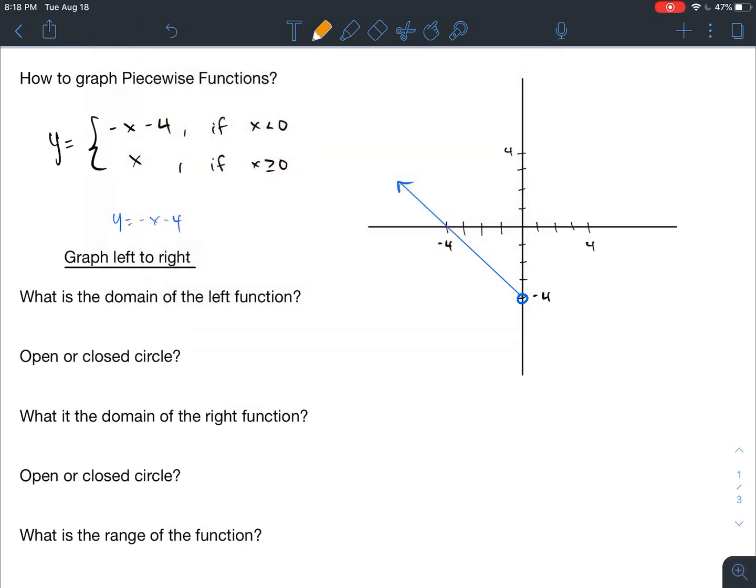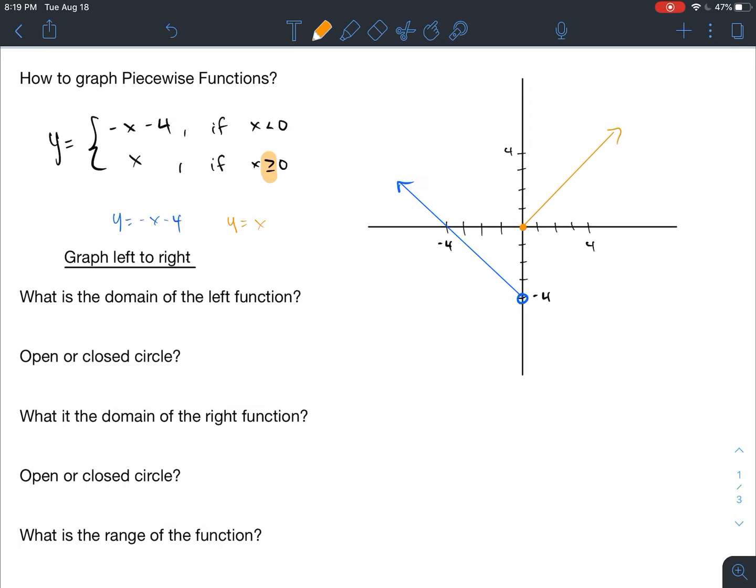Okay, so now let's go to, say, y equals x. Well, we all know what that looks like, but this is for our positive values. So at 0, it's going to start right there, and we're going to have a closed circle because this is greater than or equal to. Just like that. So we just graphed our piecewise function.